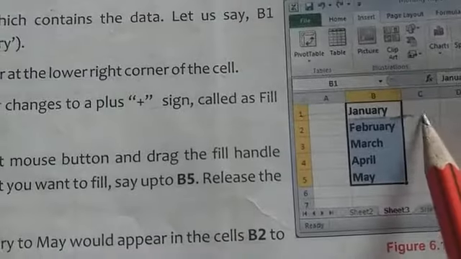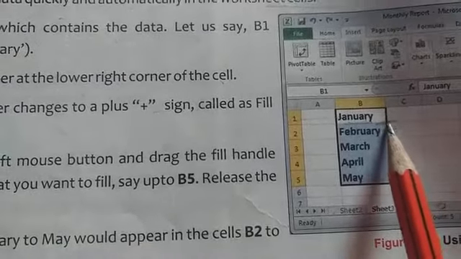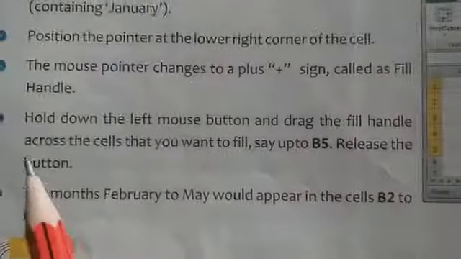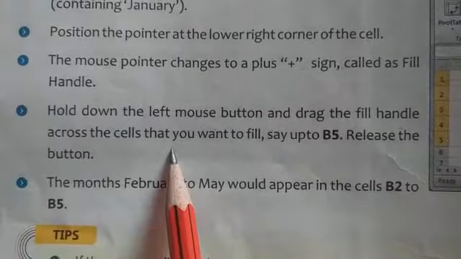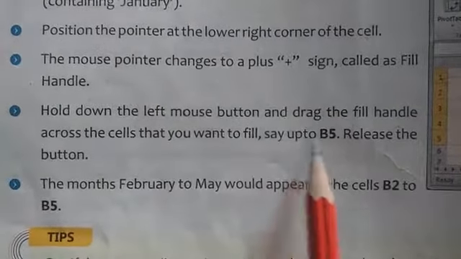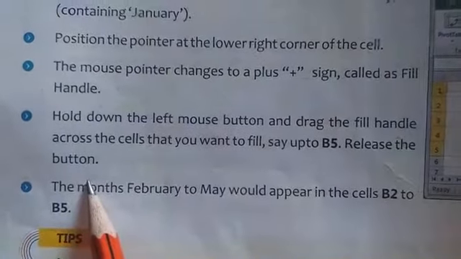After this your mouse pointer will change to the plus sign. So now what you have to do, hold down the left mouse button and drag the fill handle across the cells that you want to fill, say up to B5, and release the button.